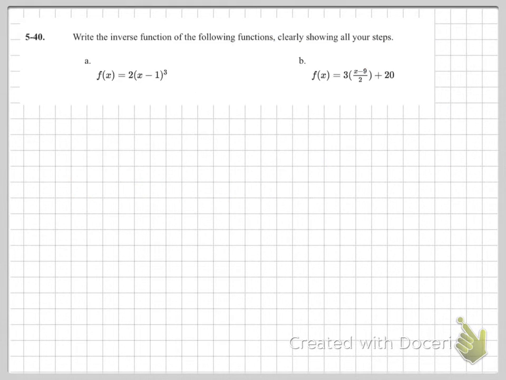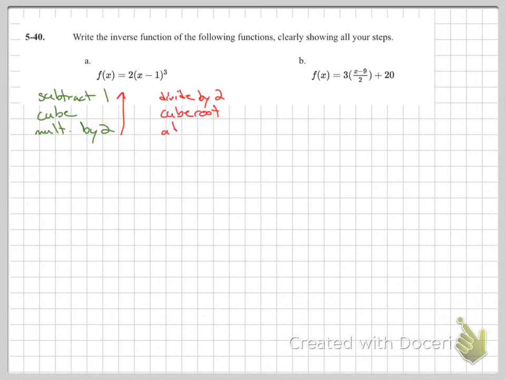Problem 40. Write the inverse function for the following functions, clearly showing all your steps. So we have choices now. I'm going to do them 2 different ways. You can list the order of operations that's happening. So it's going to subtract 1. Then it's going to cube it. Then it's going to multiply by 2. And then I can do opposite order, opposite function. Divide by 2. Cube root. And then add 1.